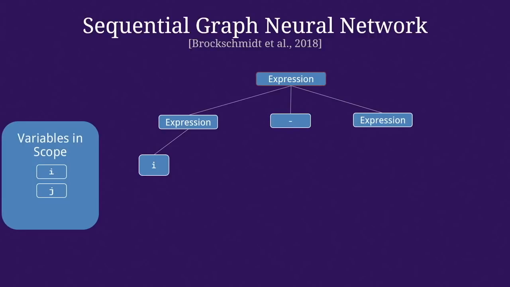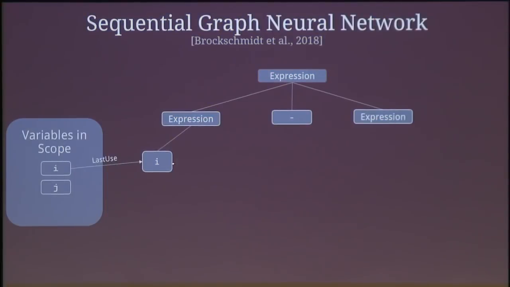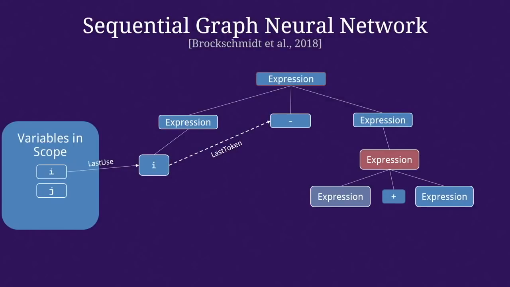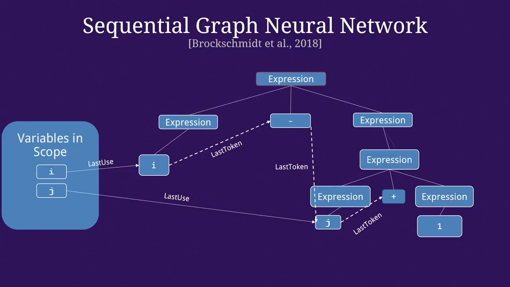Add the edges that correspond to the semantics, propagate through them, like the last use edge that looks at the variable node in the context and says, well, where it was last used, and continue the same process step by step, left to right.